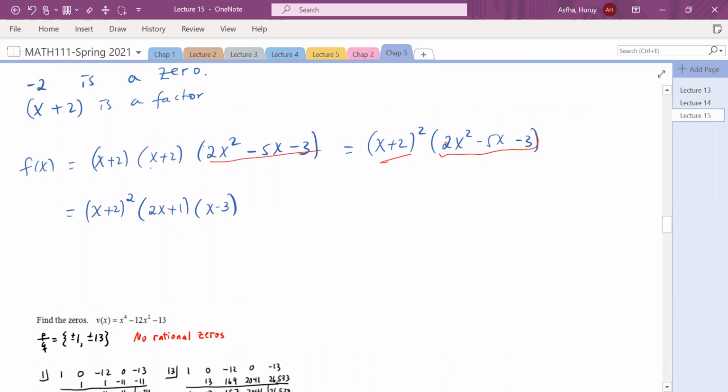And factorizing this, since it's a quadratic now, we can just find two numbers whose product is -6 and the sum is -5. And those numbers will be positive 1 and -6, so 2x squared plus x minus 6x minus 3. Okay, therefore this is x times 2x plus 1, minus 3 times 2x plus 1.